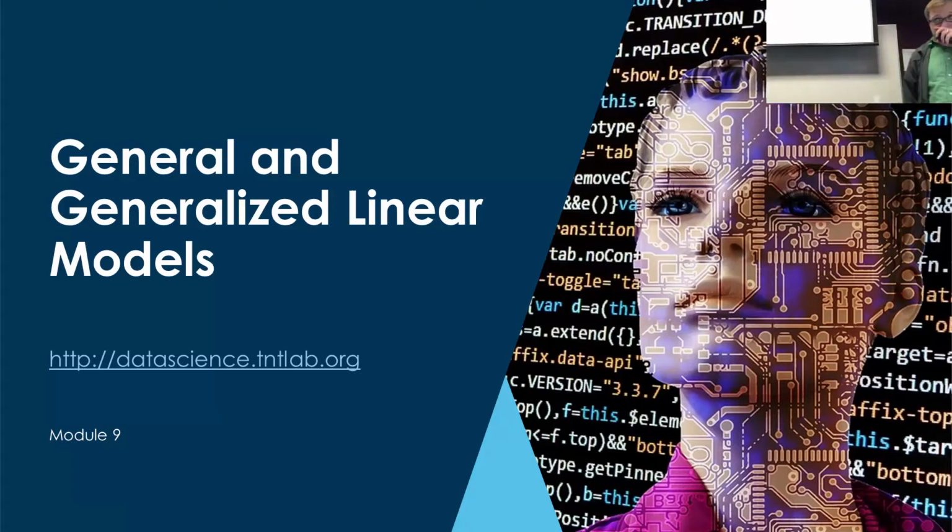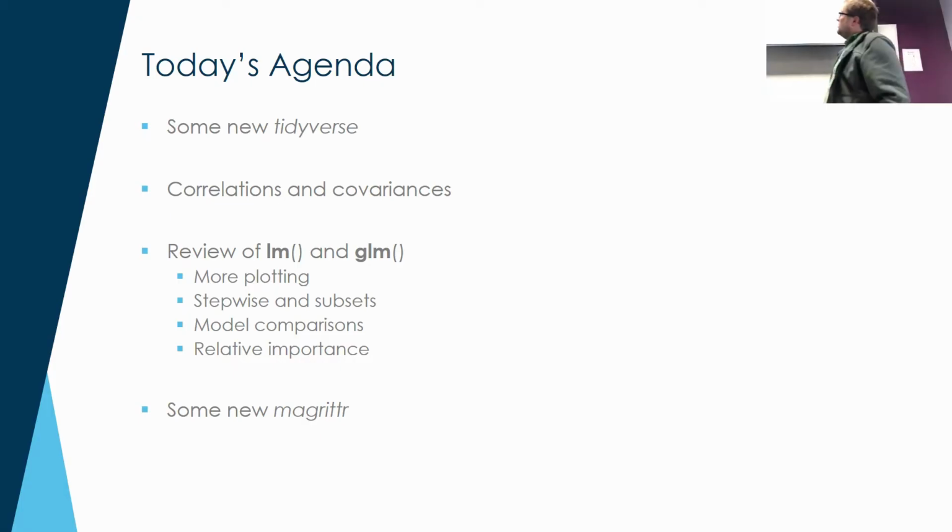General and generalized linear models. We're going to talk about four major types of things. We're going to start with some new tidyverse-oriented stuff. We're going to talk about correlations and covariance, and matrices in particular. Then we're going to talk about linear model and the generalized linear model functions in R.